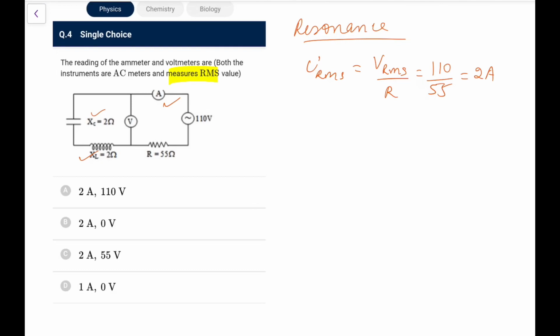Now this voltmeter measures the combined voltage. Here, because of resonance, voltages on both are same but out of phase, so this voltmeter measures the difference of them. So this voltmeter will measure 0 at resonance. So go for option B. You must have done such questions before. Because it is at resonance, the question is not tough for you, it is a straightforward one for you.